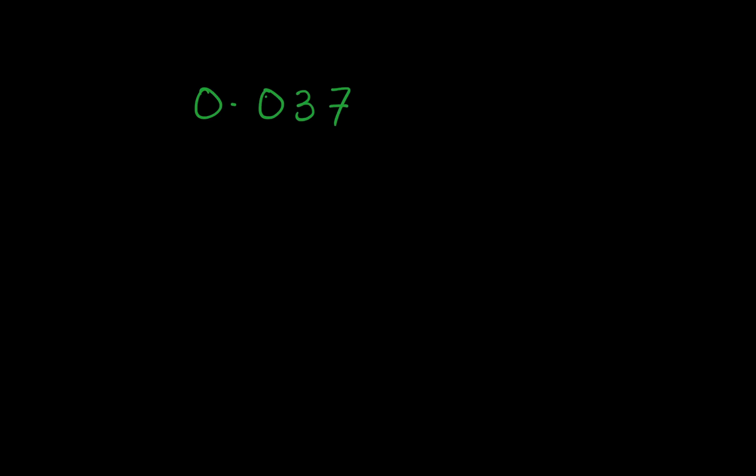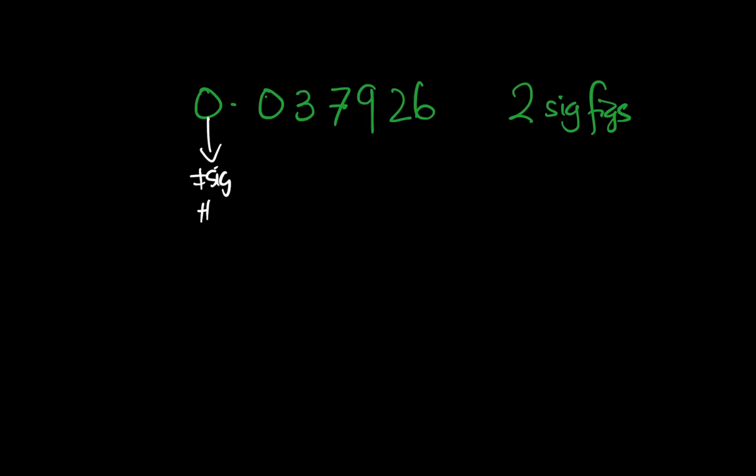Now let's say that we have 0.037926, and we are correcting this to two sig figs. Now remember, we said that this 0 is not a significant number. This is also not significant. If a 0 comes after the decimal point, at the beginning of the number, it's not considered significant. So this is our first significant number, and this is our second.